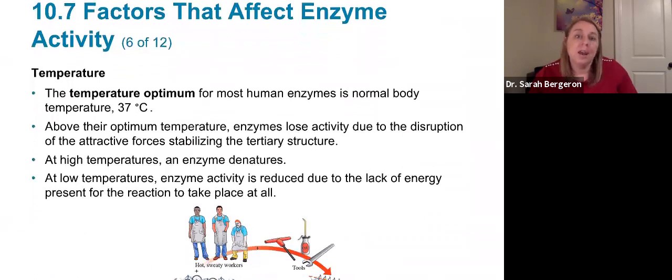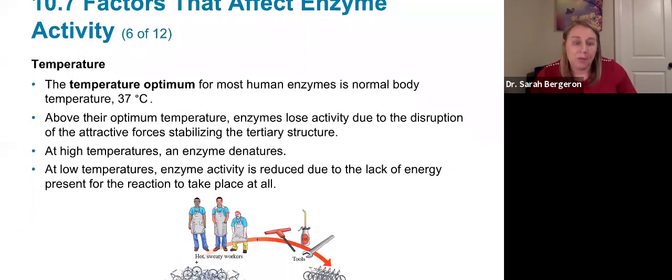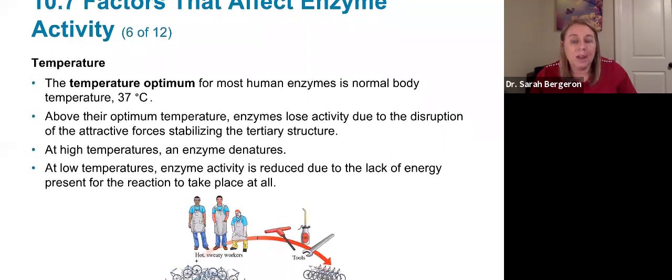Temperature can affect enzyme activity, right? Now, temperature is more tightly controlled inside the body. Basically, everything's at 37 degrees Celsius. And if you get above the optimal temperature, enzymes are not going to work because you're going to disrupt the attractive forces in the tertiary structure. And that's what we talked about in the last section, that temperature can change your tertiary structure. So at high temperatures, an enzyme will denature and turn into that spaghetti.